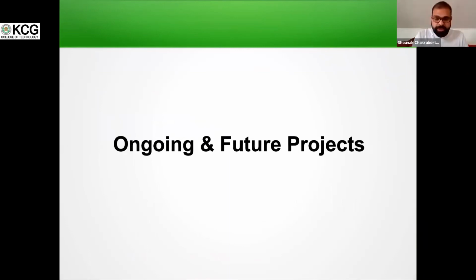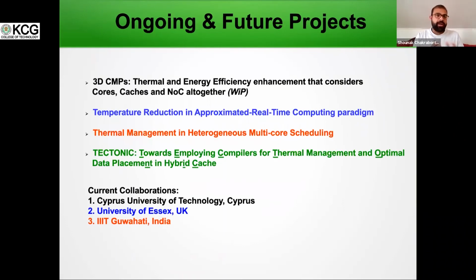Now my ongoing and future projects. I am currently working on 3 basic projects. The first one is 3D CMPs. For 3D chips, thermal issues are actually one of the most significant problems to reduce, and it's a challenging task for researchers and architects nowadays. Towards that, we are also working on thermal and energy efficient 3D CMP building, and that will be an enhanced part with the cores, caches, and NoC. NoC is practically called the network on chip, and this work is in progress. That's why I put WIP, work in progress.